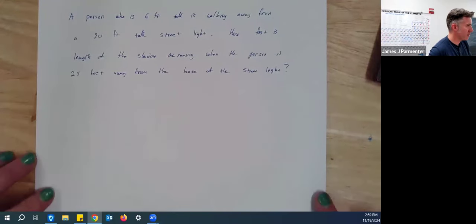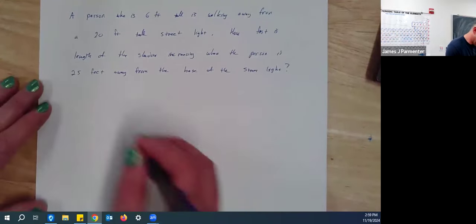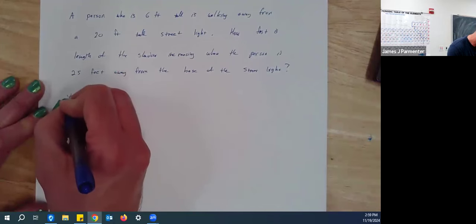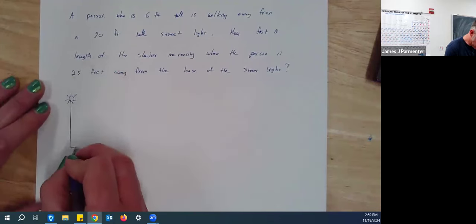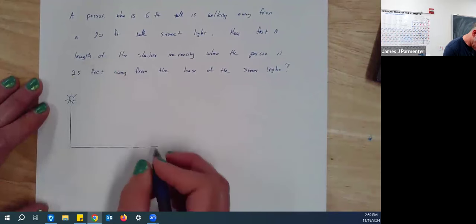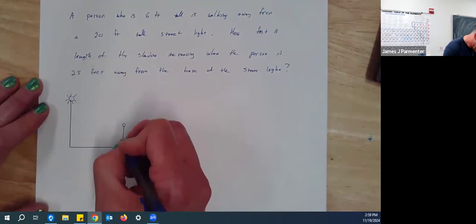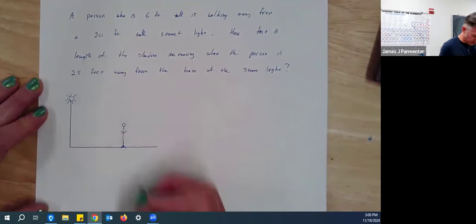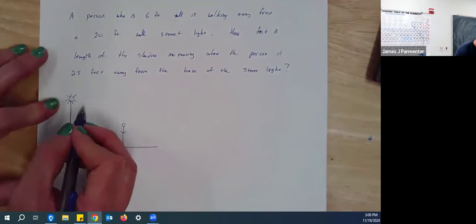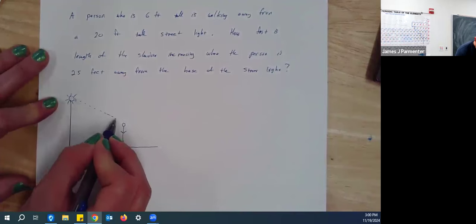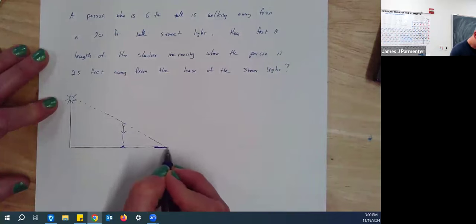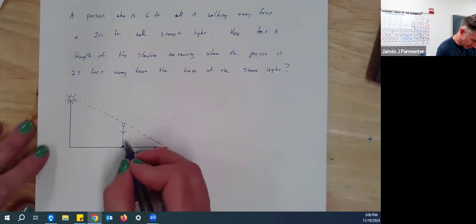For most problems, I would typically draw a picture. So let's draw a picture. Here's our street light, the source of illumination. And then here's the street that we're walking on. And here's the guy or the girl, maybe drawing them a little too tall, if that's supposed to be 20 feet over there. And then their shadow is being cast like this. There's their shadow. And the person is walking that way.